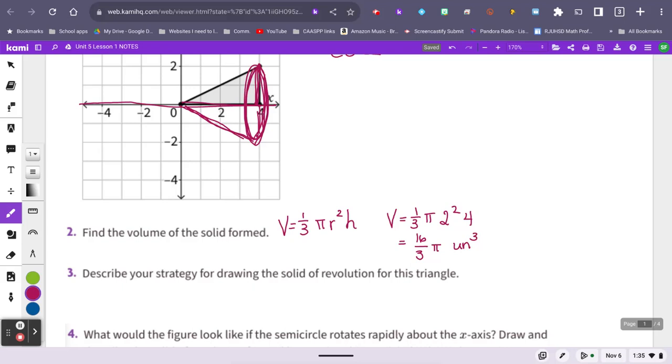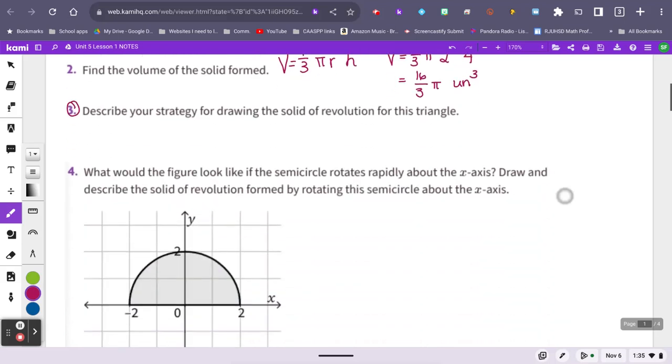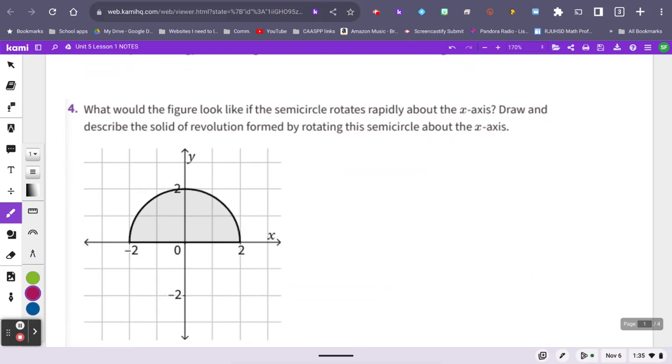And describe a strategy. So think about how you describe a strategy for drawing it. Maybe you imagine it in your mind. Do you actually get a piece of paper or an object that looks like that shape and start twirling it? What works for you?